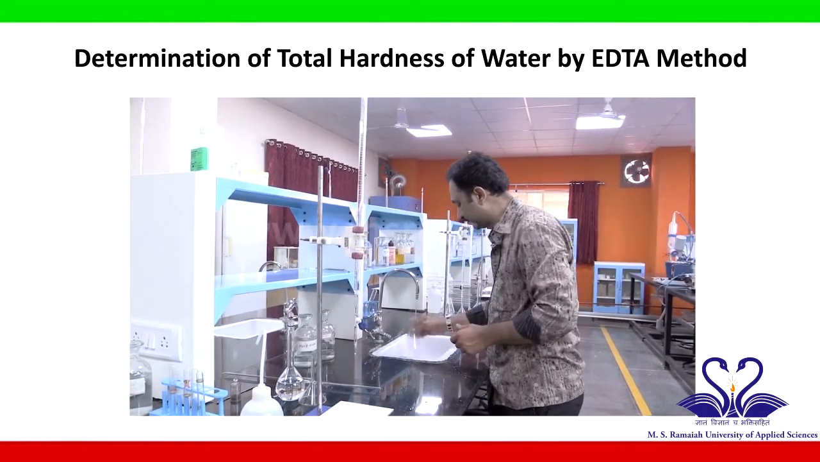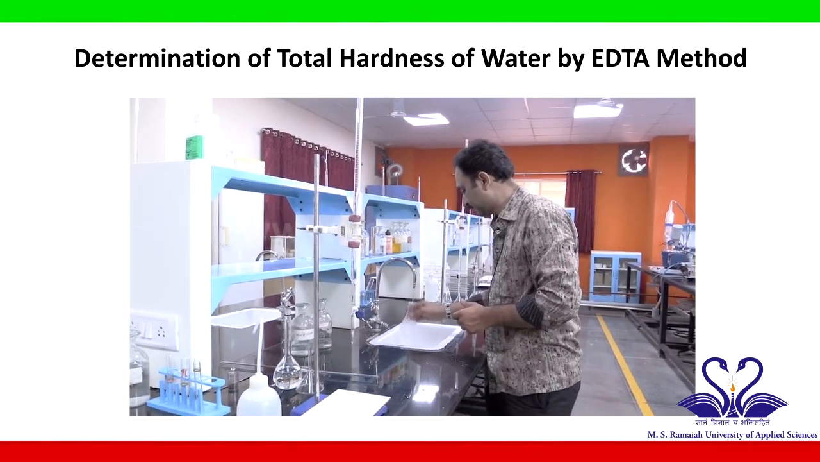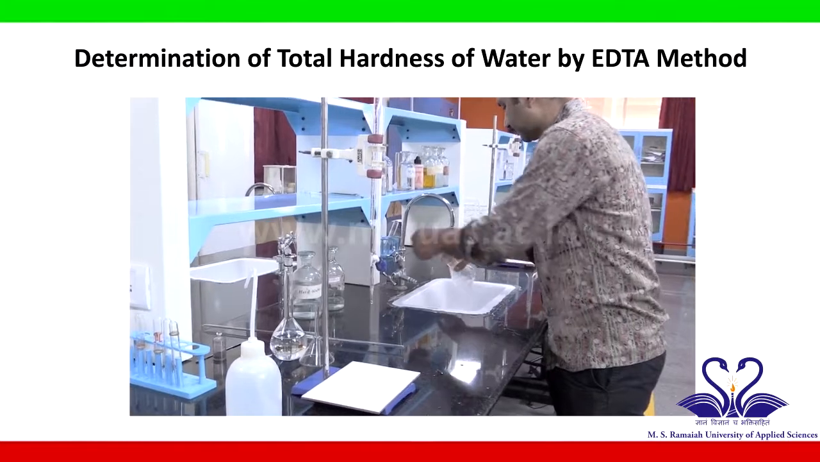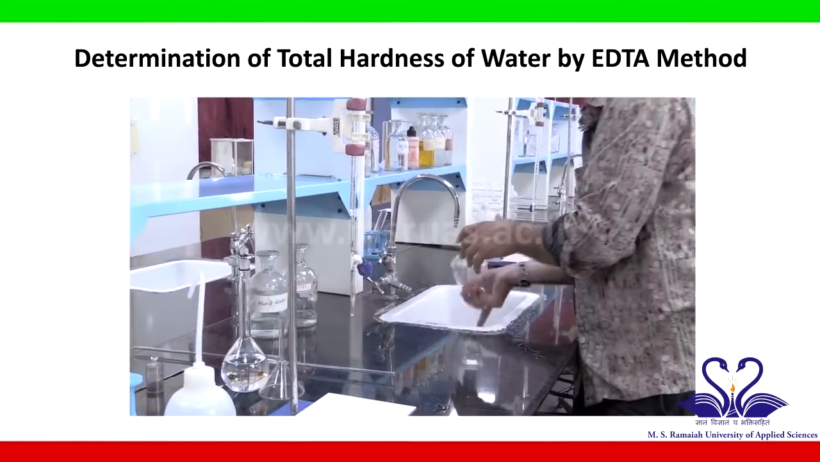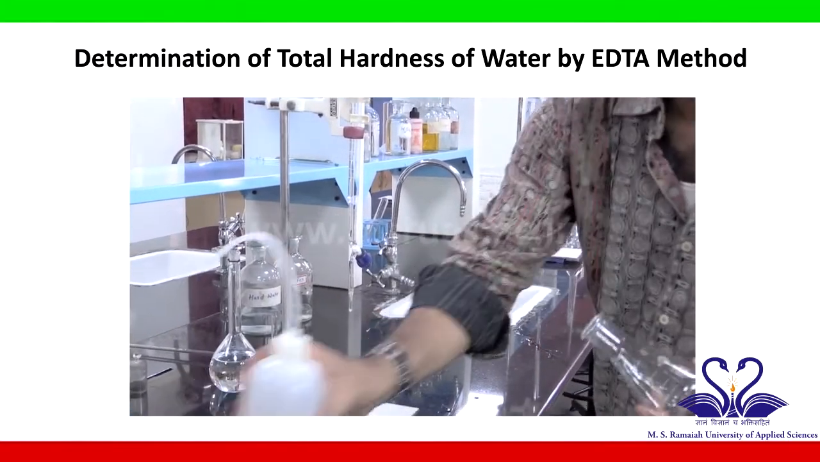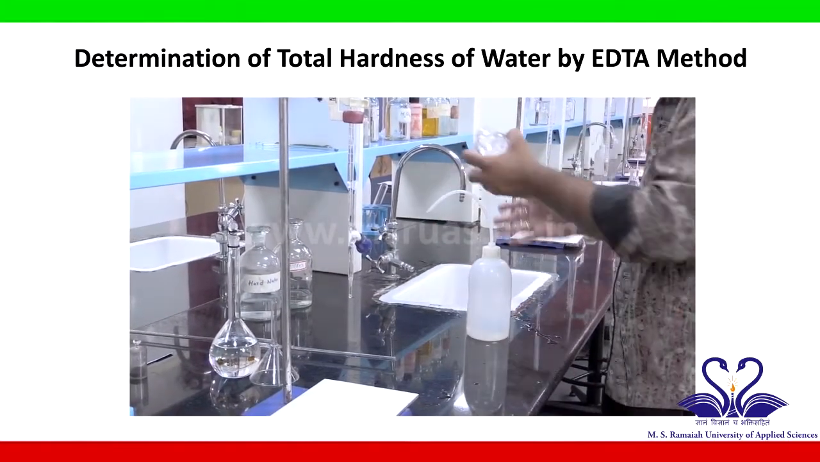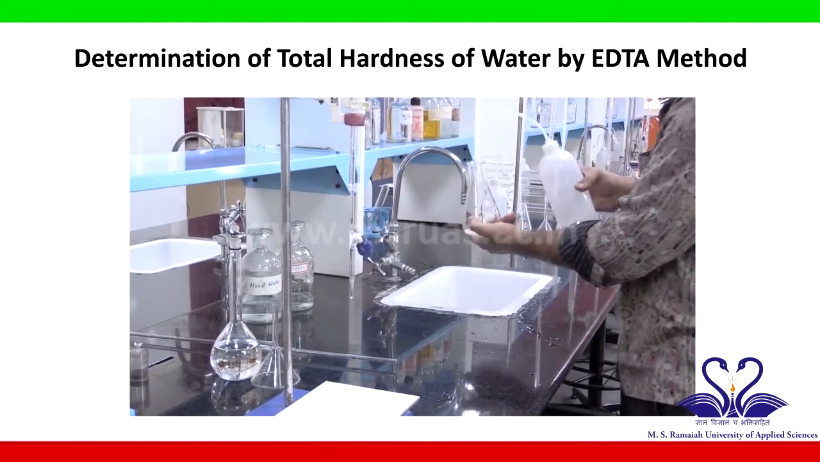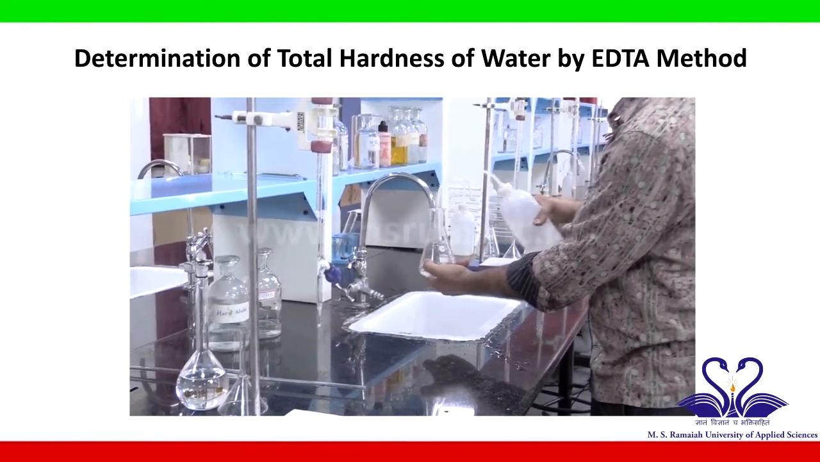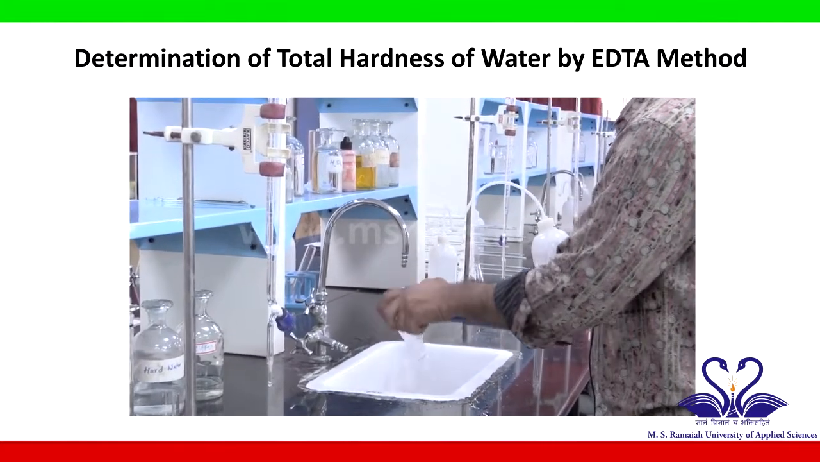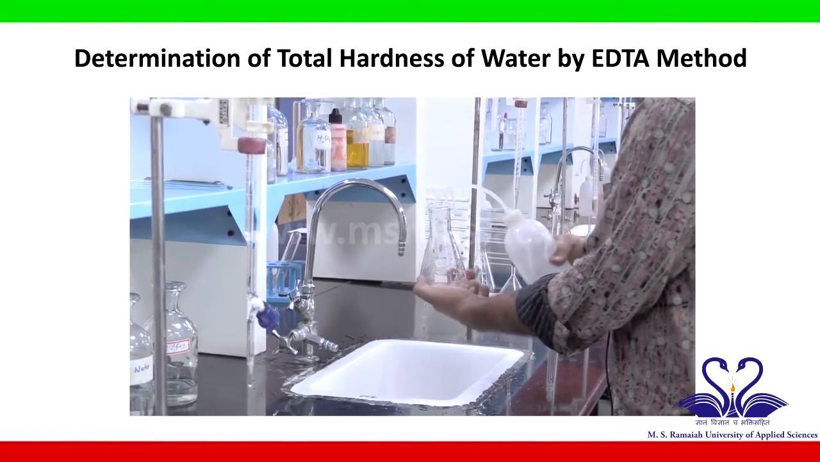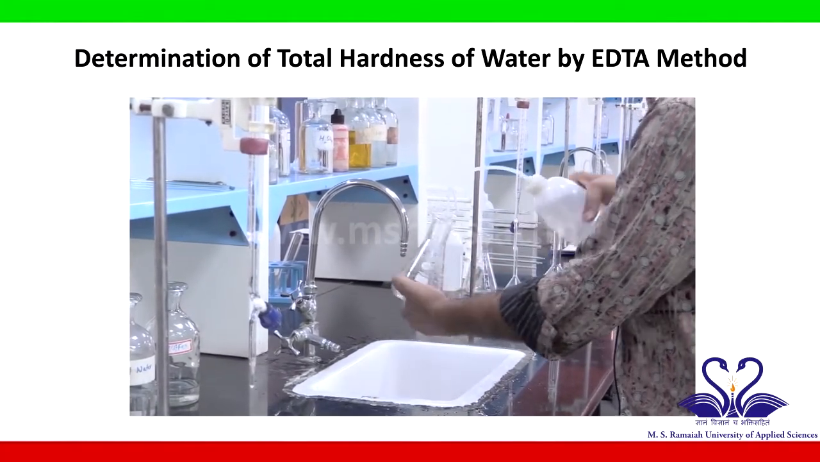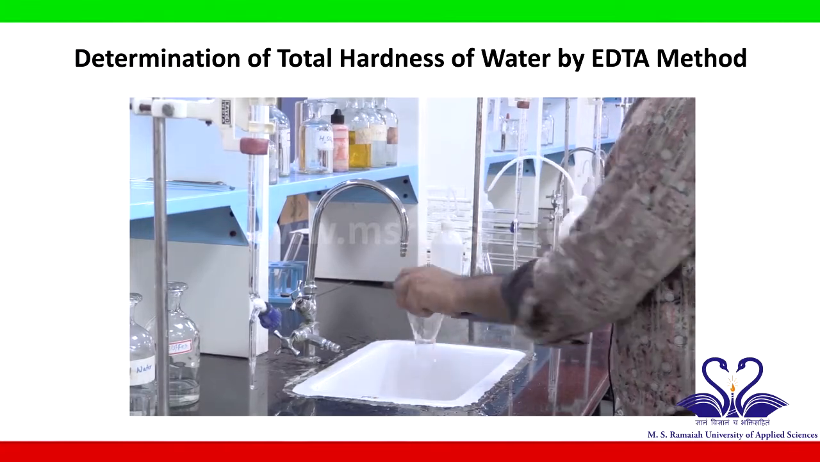thoroughly with water, and rinse with distilled water 3-4 times, because tap water will be very hard. Distilled water does not have hardness. So rinse it thoroughly with distilled water 3-4 times so that your experiments come out good.